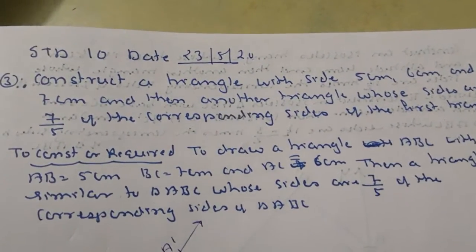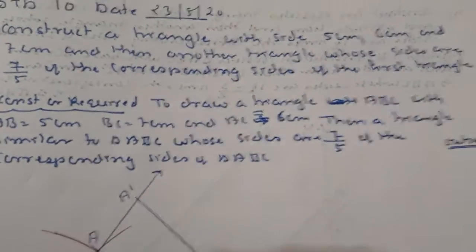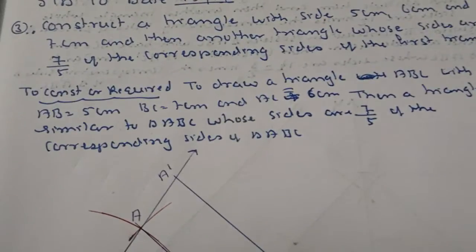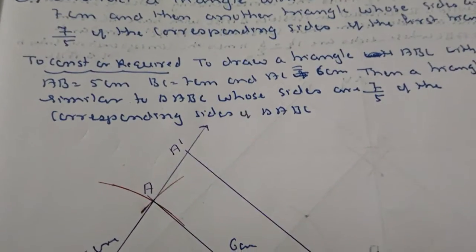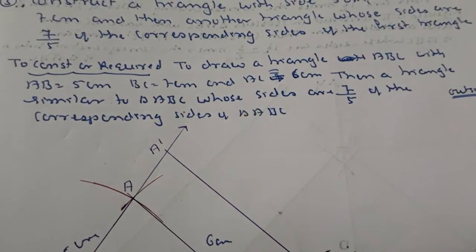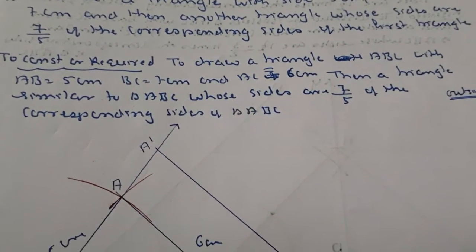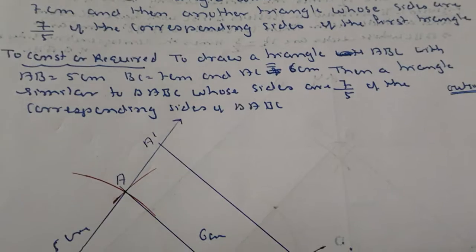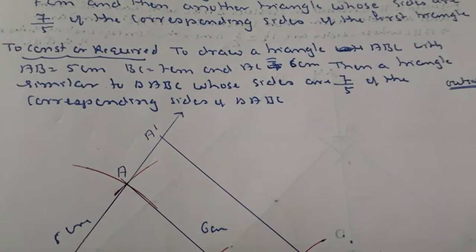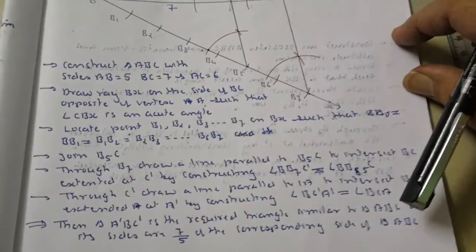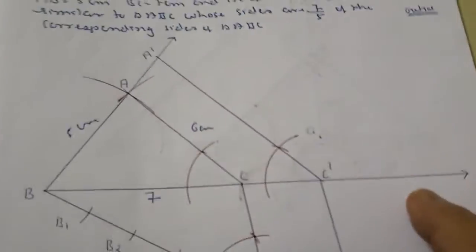To construct, draw a triangle ABC with AB equal to 5 cm, BC equal to 7 cm and AC equal to 6 cm. Then construct a triangle similar to triangle ABC whose sides are 7/5 of the corresponding sides of triangle ABC. The steps of construction are given below. I will send you a photo of it. Let us see how to construct it.